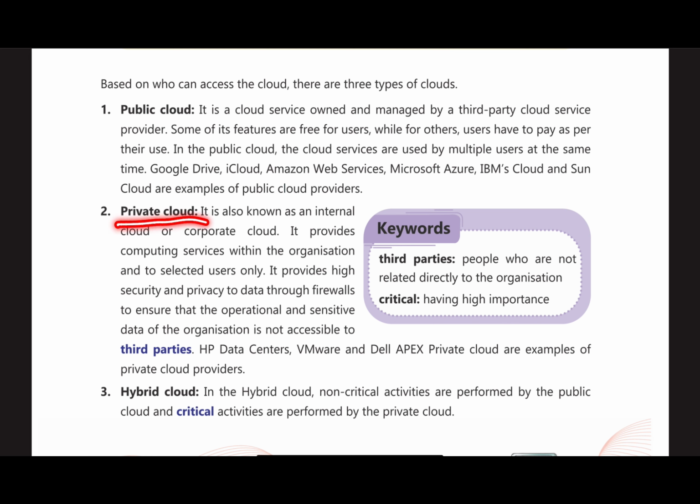Now let's see about the private cloud. See, the private cloud is basically used by corporate companies, means big MNC companies. Why big MNC companies? Because the private cloud provides more security than the public cloud. Why? Because the public cloud is free, correct, and the private one is paid. So it provides them more storage as well as more security.